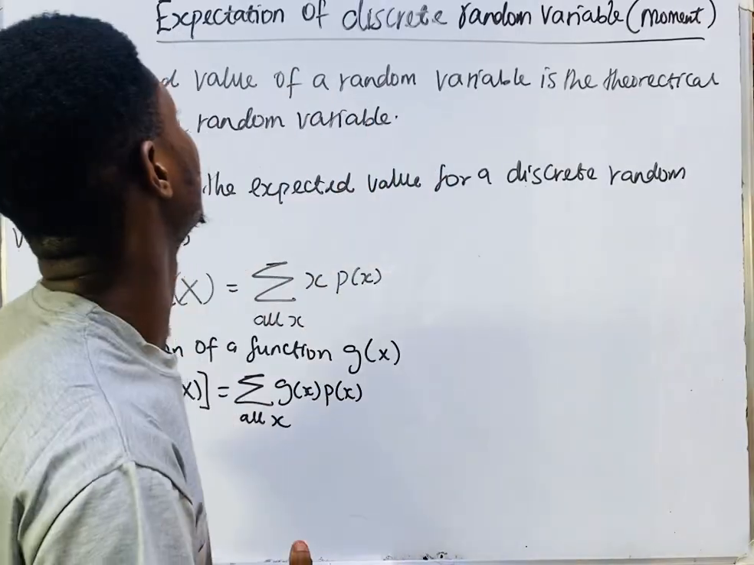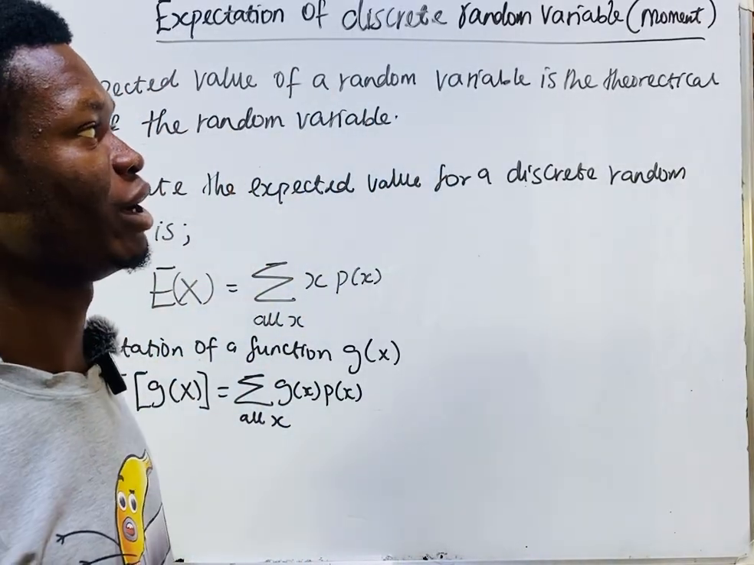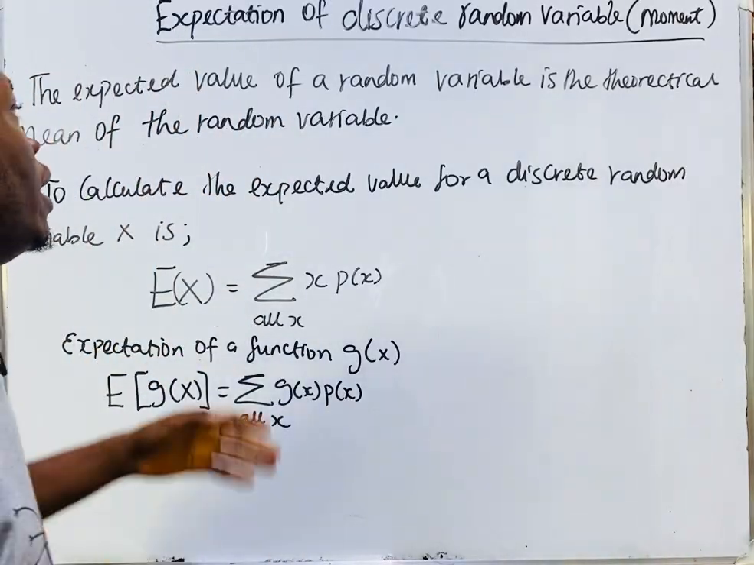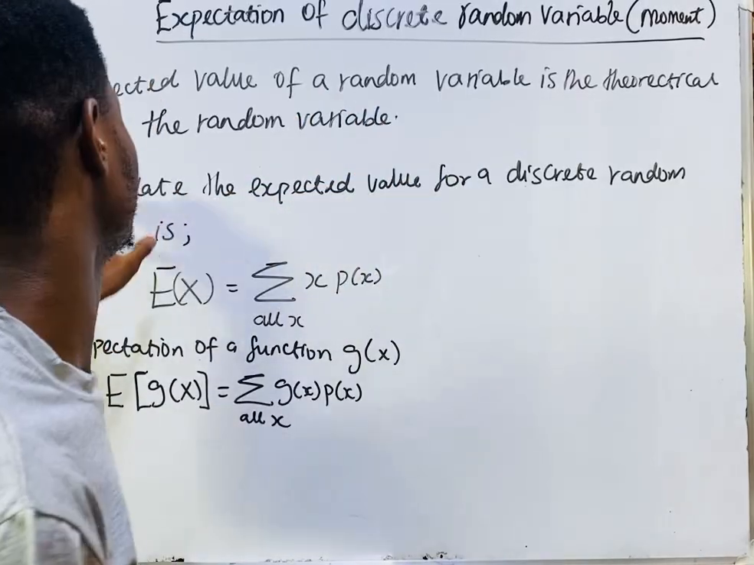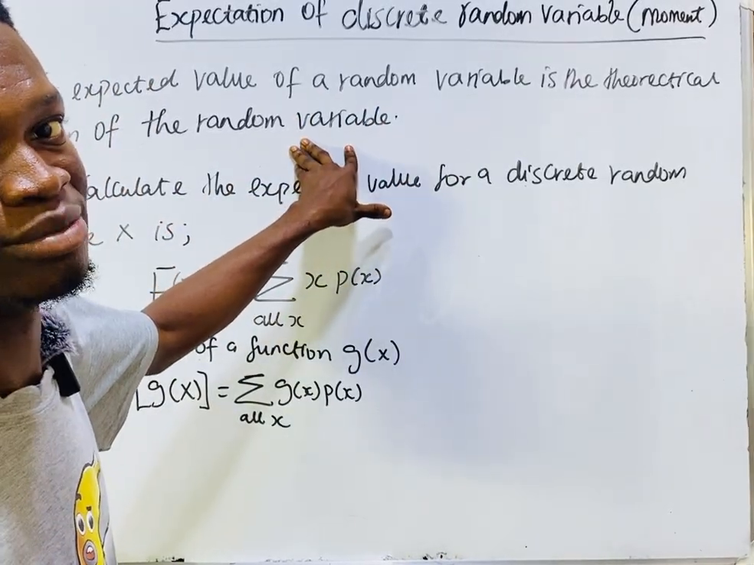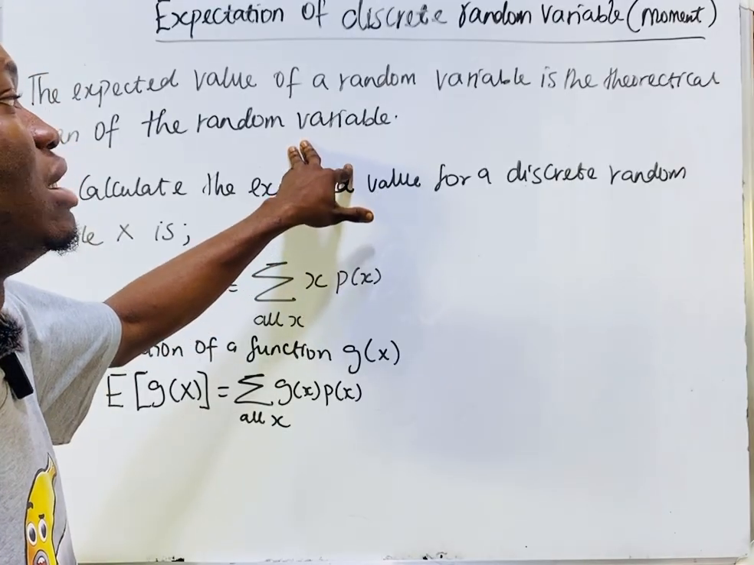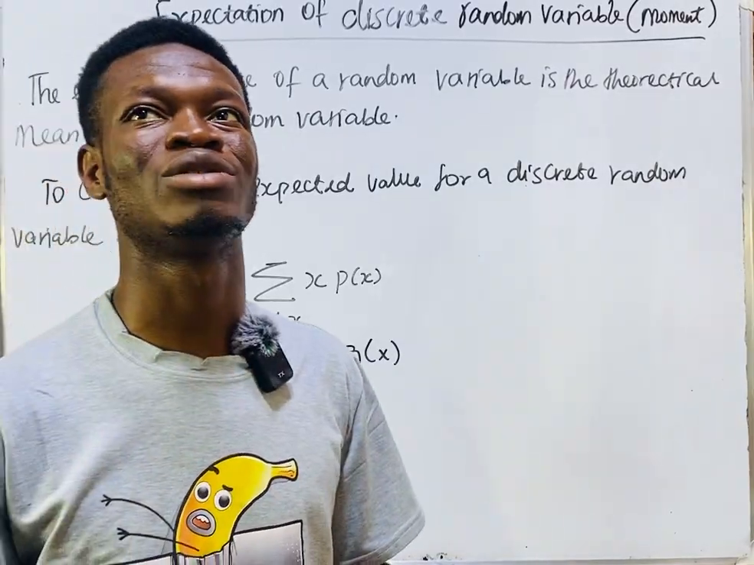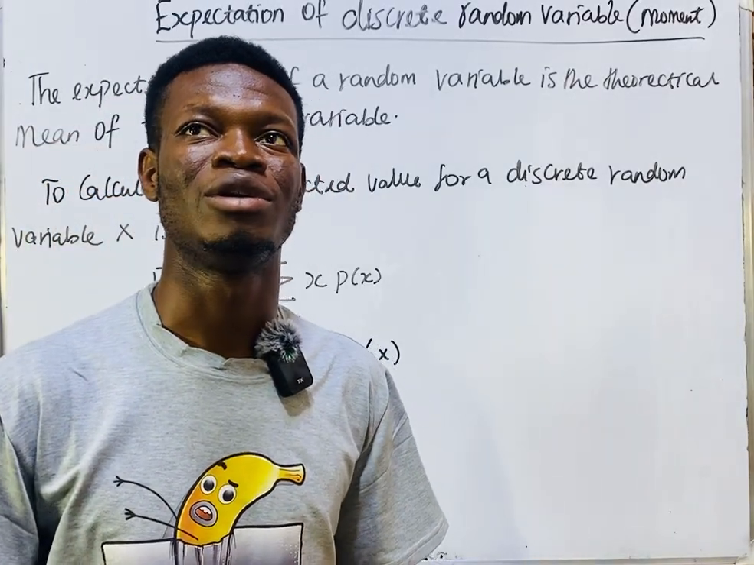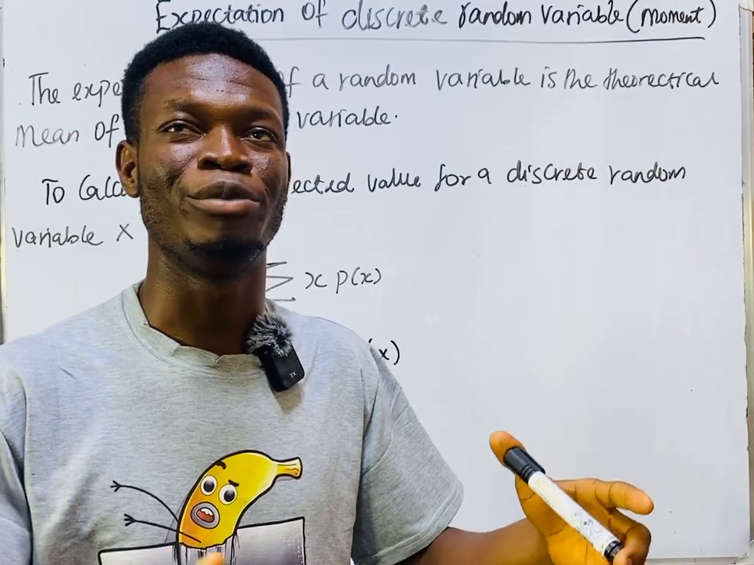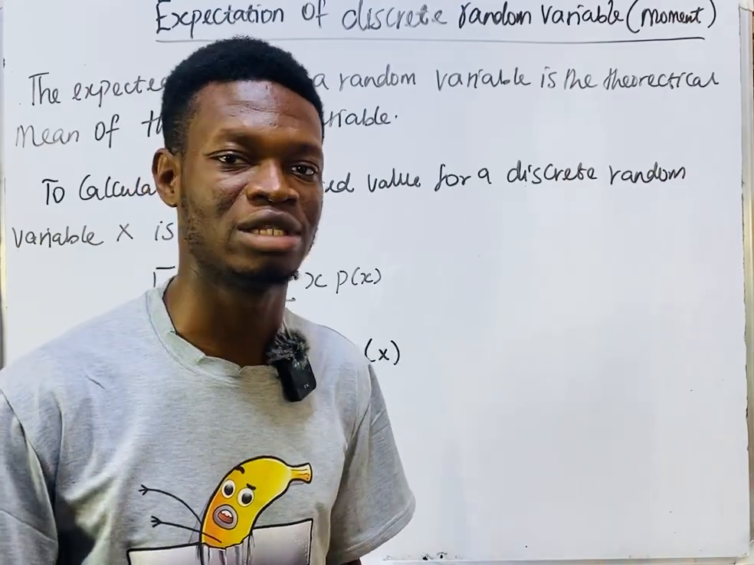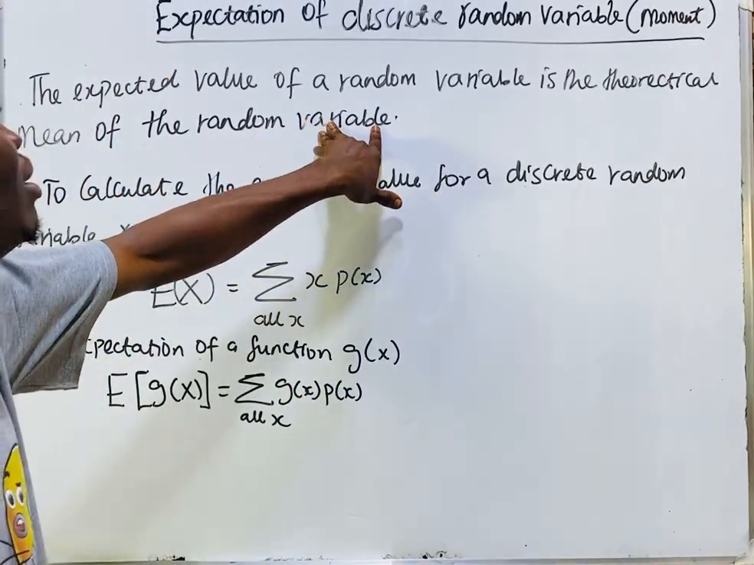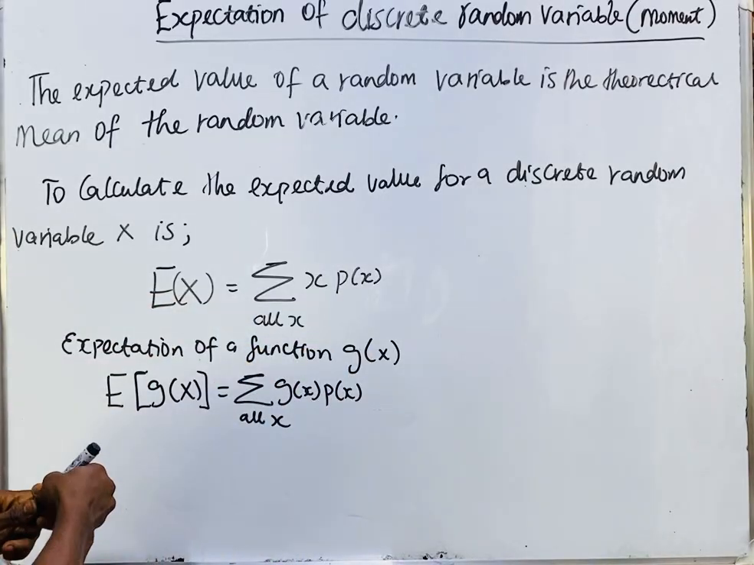So we'll be talking about expectation of a discrete random variable, also known as the moment. So what is this just trying to tell us? The expected value of a random variable is the theoretical mean of the random variable. That's the mean. You can call it the theoretical mean. You know what theoretical probability is? Probability based on knowledge, you understand? So by the knowledge that you have based on the outcome of that event, you get there; no experiment is conducted. So the expected value of a random variable is the theoretical mean of the random variable.